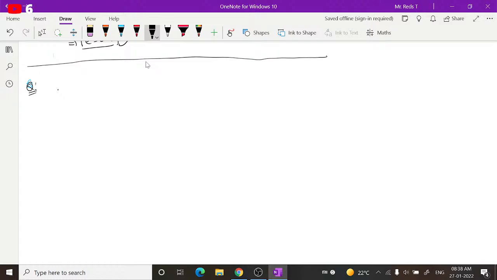A ball is dropped from a height h onto a floor of coefficient of restitution e. The total distance covered by the ball just before the second hit is. Again, I am repeating the question. A ball is dropped from a height h.